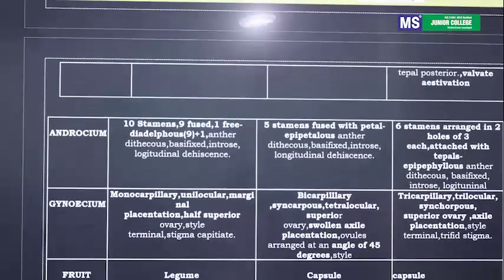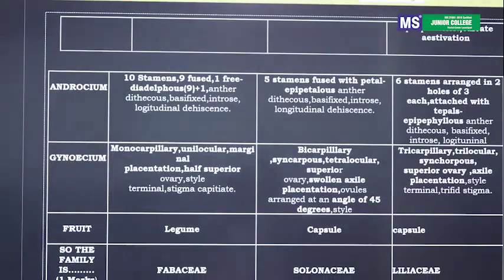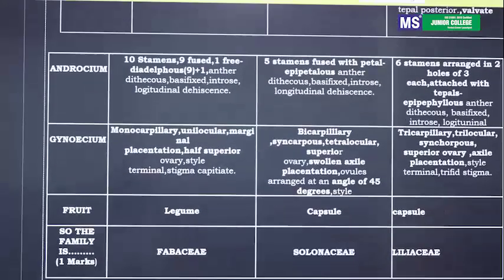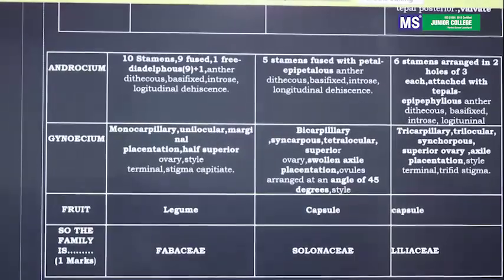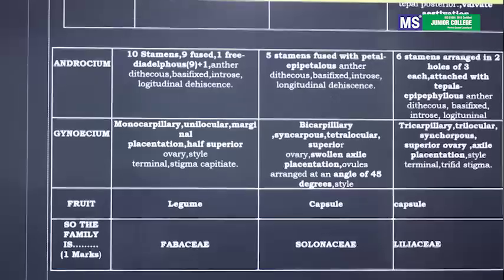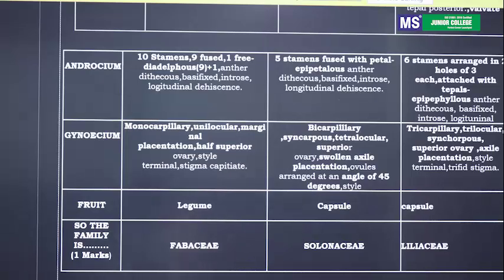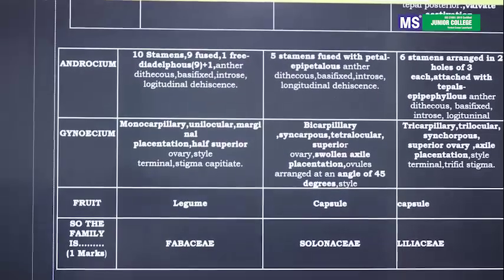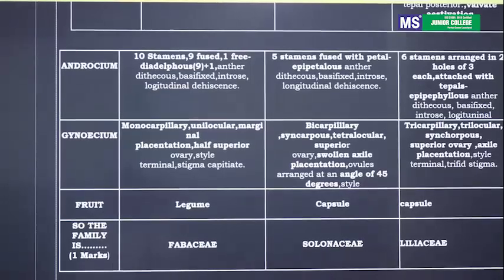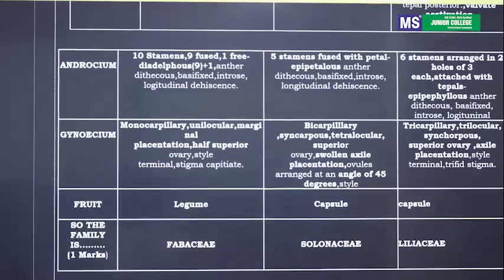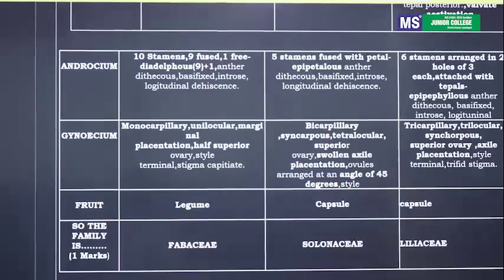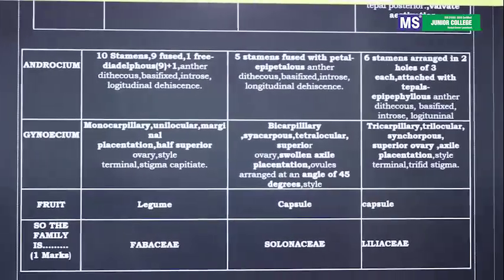Now, let us concentrate on androecium. 10 stamens are there, 9 are fused and 1 is free. That condition is called diadelphous condition, and the anthers are dithecous, basifixed, introrse and with longitudinal dehiscence. If you are observing Solanaceae members, stamens are 5 which are fused with petals. That condition is called epipetalous condition, and anther is dithecous, basifixed and longitudinal dehiscence. This point is common to all the 3 families.